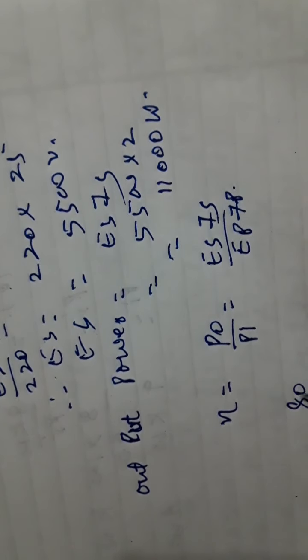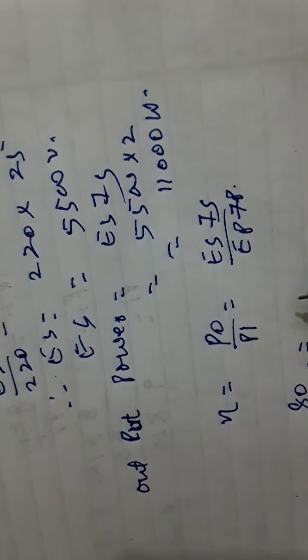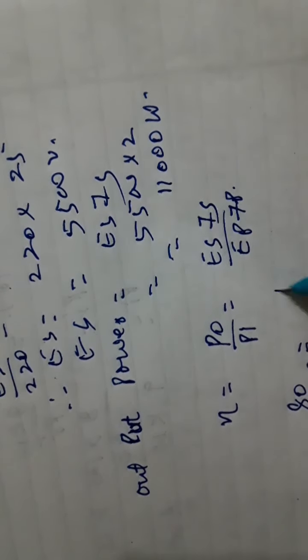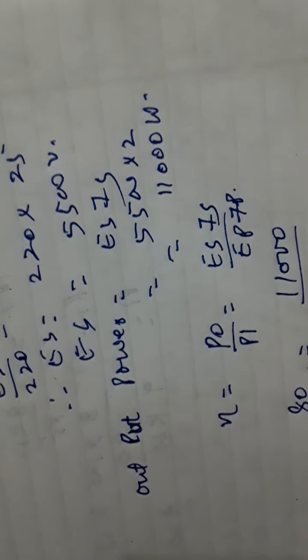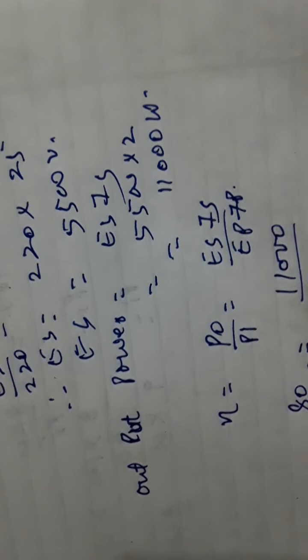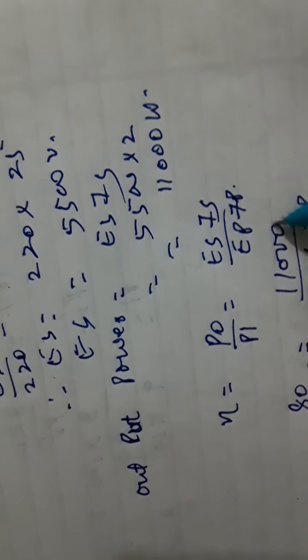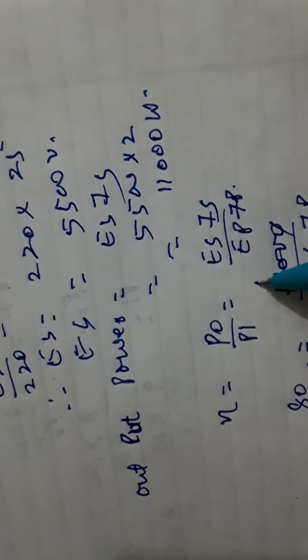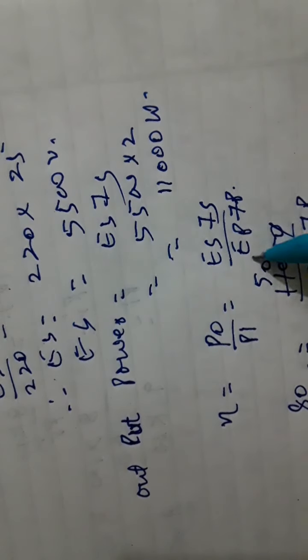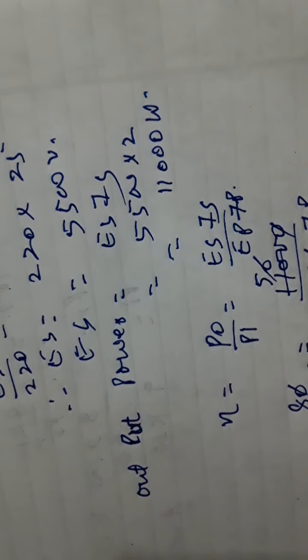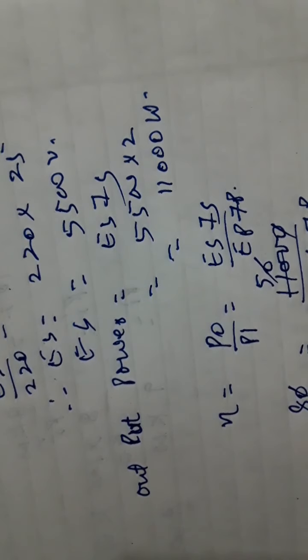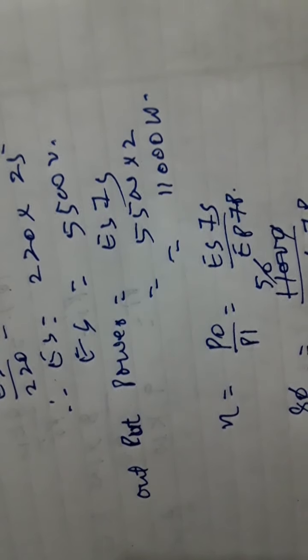So 80% is 80 by 100, ES into IS. ES into IS, that is 11,000 upon EP, which is 220. We have to find the IP. Now we can find IP, that is equal to 500 upon 8, and this is approximately 63 ampere.